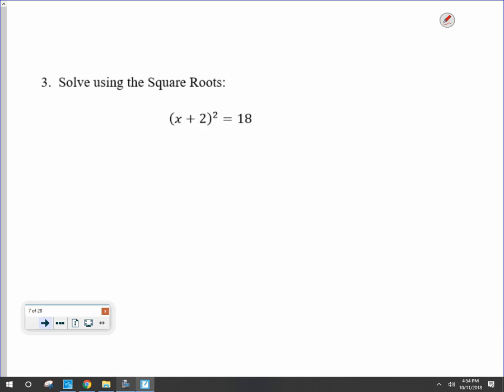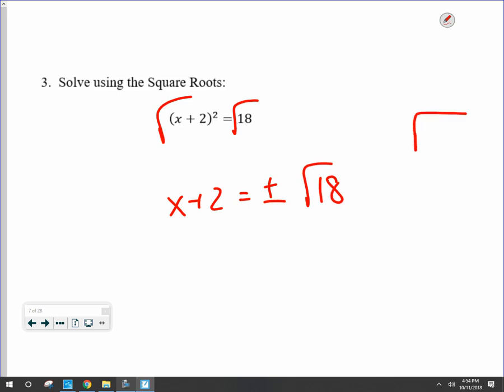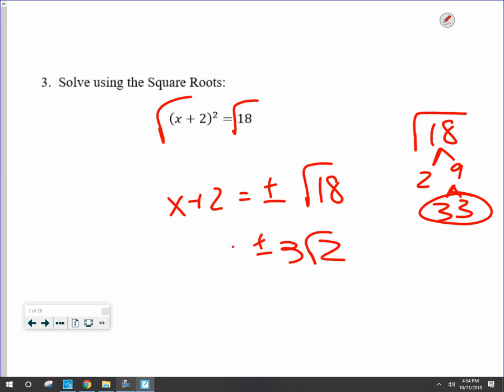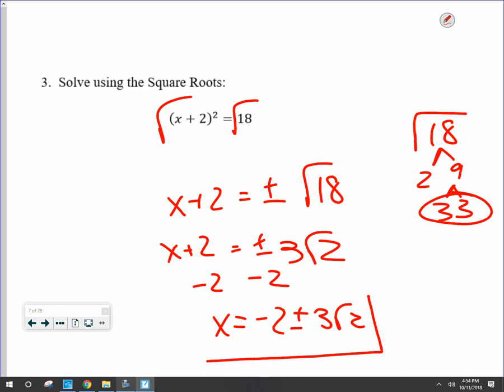Next one, we have a binomial. We're still going to take the square root of both sides. Still going to get a plus or minus answer. But the square root of 18 can be simplified as being 3 square roots of 2. Now, to finish this then, subtract 2 from both sides to solve: negative 2 plus or minus 3 square roots of 2. And that is solving using the square root property.